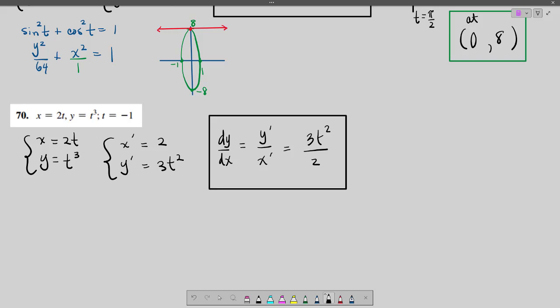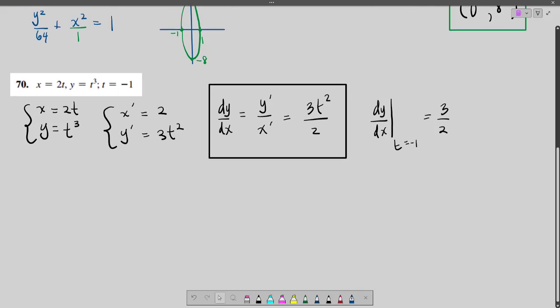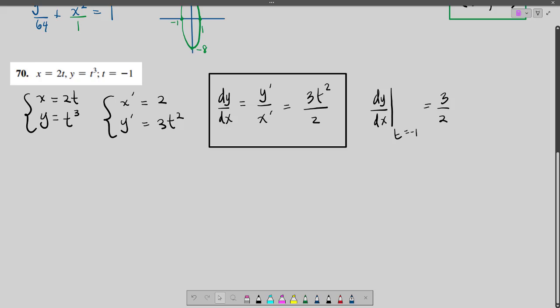But again, weirdly, it's a function of t, not a function of x, like it always was in Calc 1. So if we want to find dy dx at a particular t value, we're going to notate it like this. That tells us that the slope of the tangent is going to be 3/2 when t is -1. So where is this? At what ordered pair? So what is the Cartesian ordered pair? -2, -1.